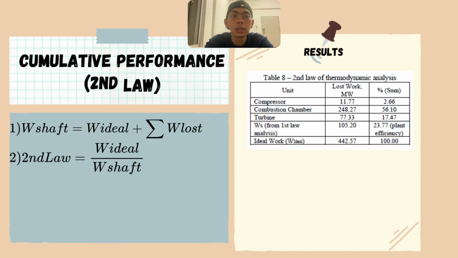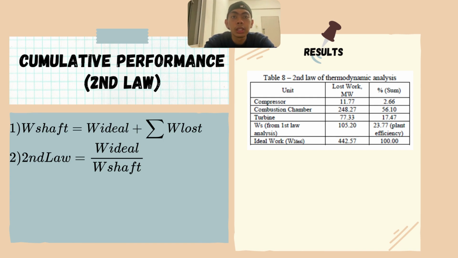The final part, we will calculate the second law efficiency. In this part, we have two types of formula to get the second law efficiency. The first formula is work shaft equal to work ideal plus total of work loss. The second formula is second law efficiency equal to work ideal divided by work shaft.